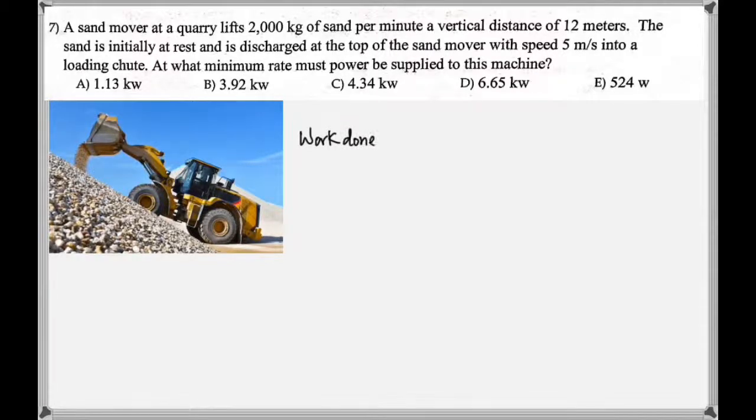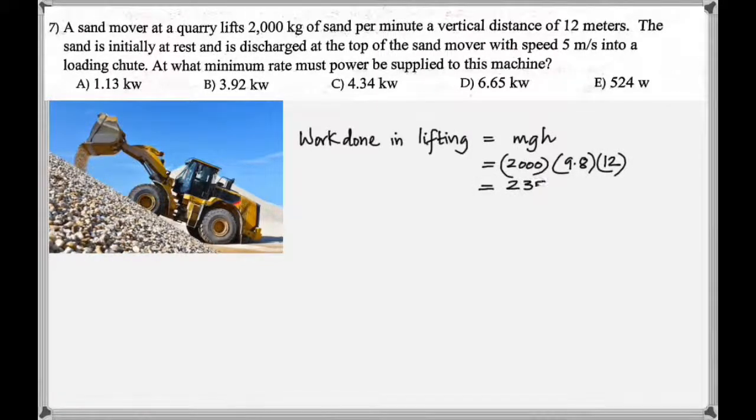So the work done in lifting it, first, the work done in lifting it is mgh, because you're giving it potential energy. That is 2,000 times 9.8 times 12. Because the height is given as 12, right? So when you calculate that, you get 235,200 joules.